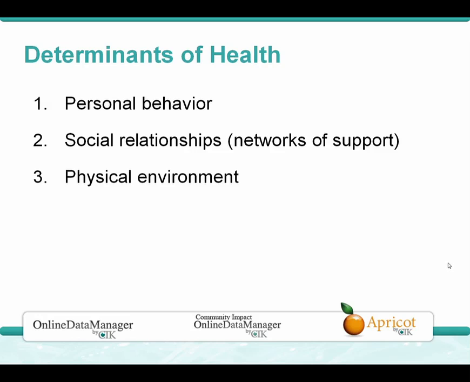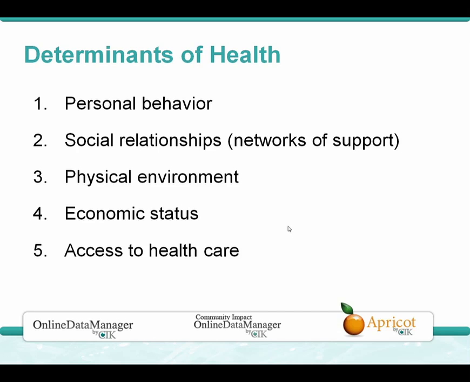The third issue is the physical environment. If somebody is homeless, they're certainly at risk of health issues. If they live next to toxic waste, they're at risk. So the physical environment is important. Fourth one is economic status. Unfortunately, the less income we have, the more we are at risk for health issues, primarily because we can't make the personal choices. And then finally, the least important is access to health care.